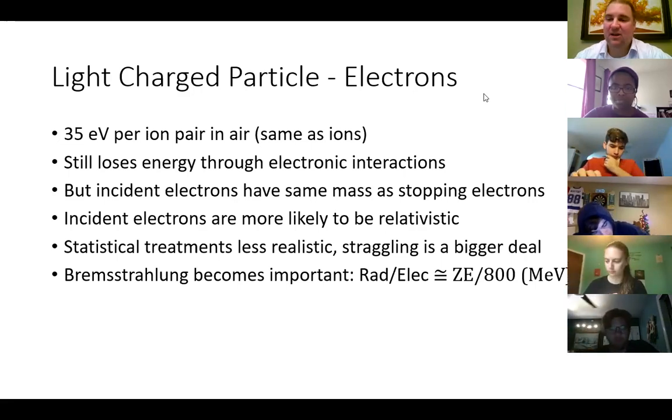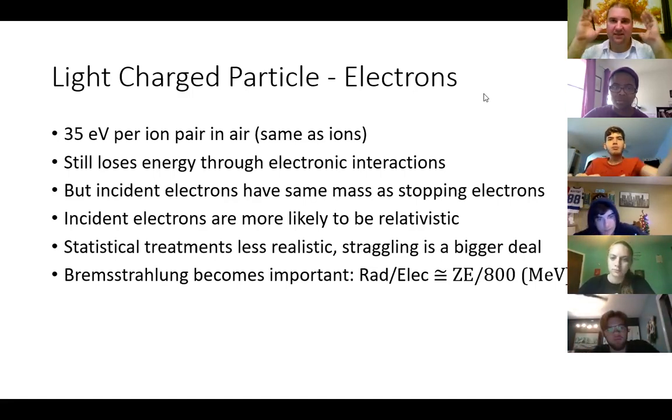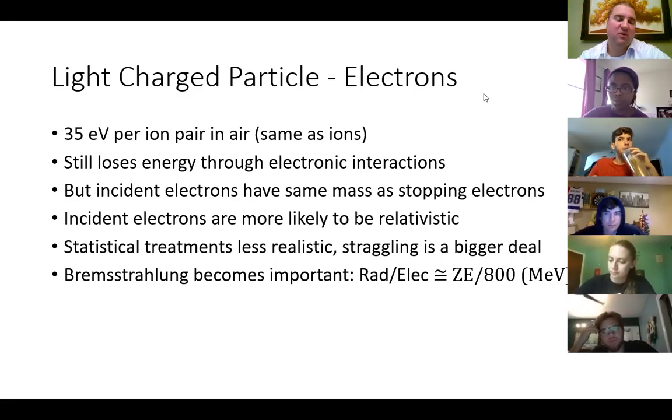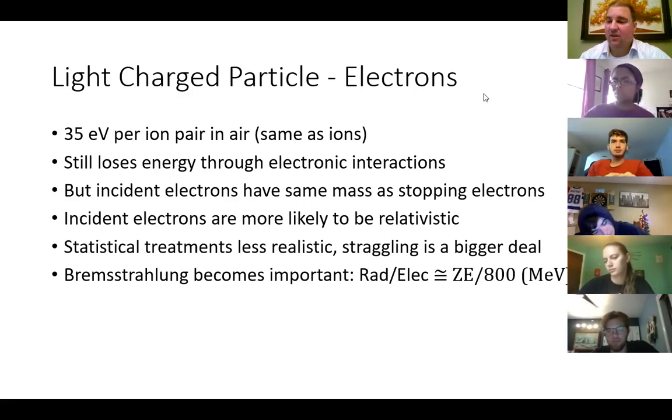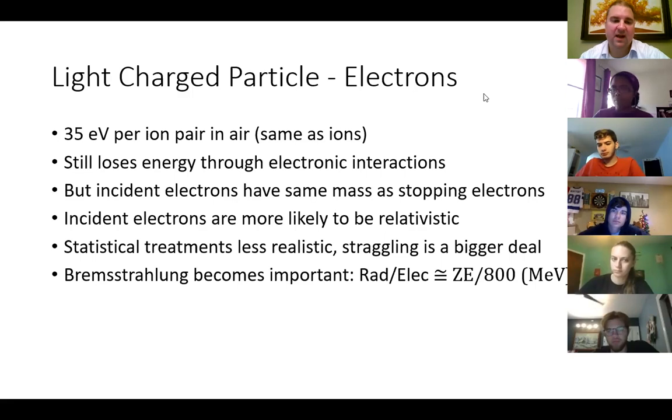They are basically interacting through the same kinds of mechanisms as the heavy charged particles. They see this sea of electrons as they move through the material. So they're still interacting through electrostatic interactions. If they're going through air, they still lose about 35 electron volts every time they create an ion pair in air. And ions, in fact, lose the same amount of energy, 35 electron volts, every time they create an ion pair in air when they move through it.